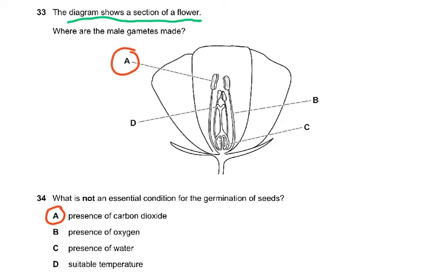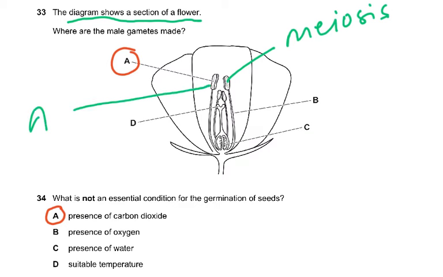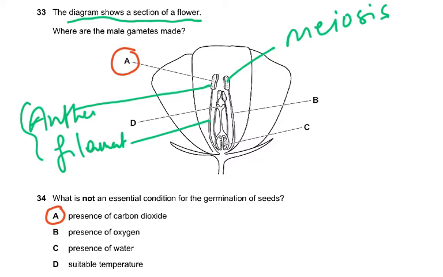Now, meiosis takes place inside the anthers, and here we have meiosis, which is where the male gametes are made. So A would be the anther, and B would be the filament. This is the male part, and together it is called the stamen. As I always tell you, remember men, male part. So this is the stamen: the anther and the filament.